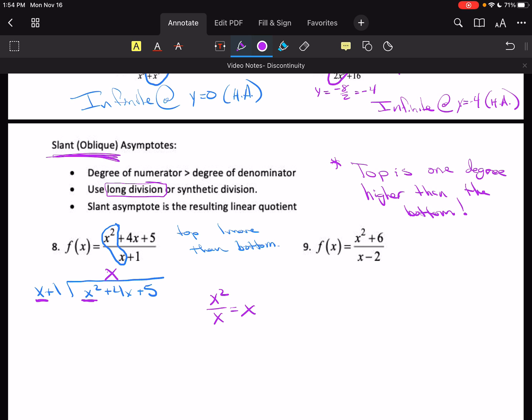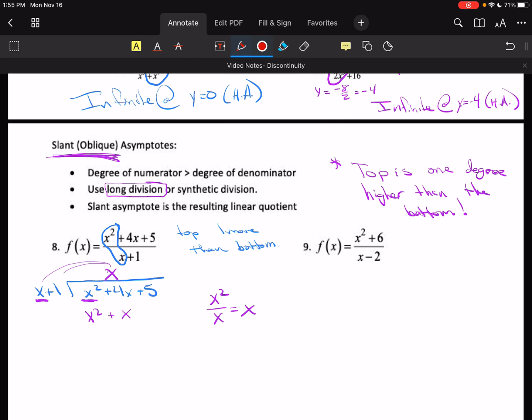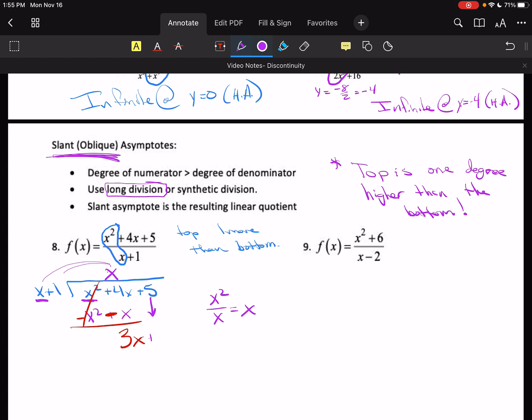Now, I'm going to distribute that x to the two numbers on the outside. So x times x is x squared. X times 1 is 1x. Now, I'm going to go through and change all my signs and do what it says. So minus, minus, those cancel. 4x minus x is 3x. Bring down the next term.